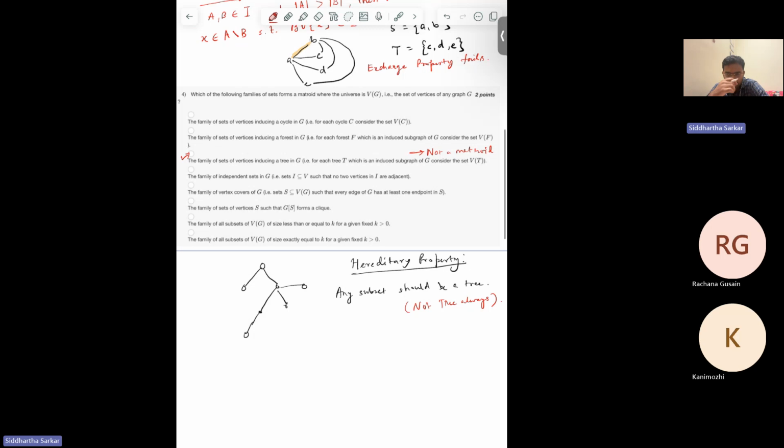So let's also verify the remaining things. So let's go to the next one quickly. Now we're looking at this: the family of independent sets in G. That is, the sets I subset of V such that no two vertices in I are adjacent. So an independent set is a set of vertices such that no two vertices in this set are adjacent. Okay. So now, is the family of independent sets in G a matroid?